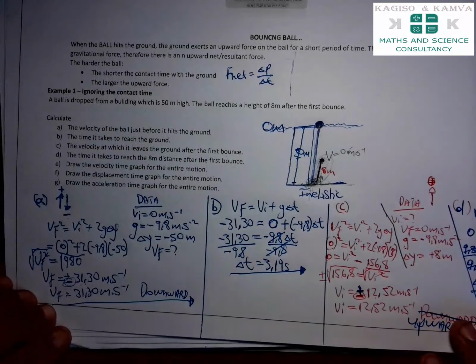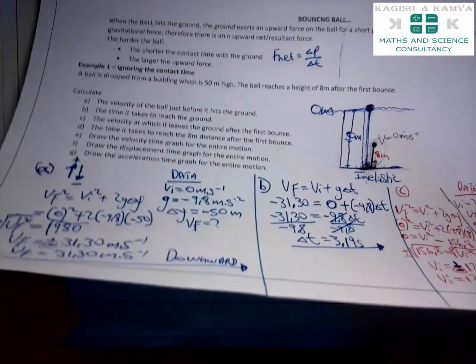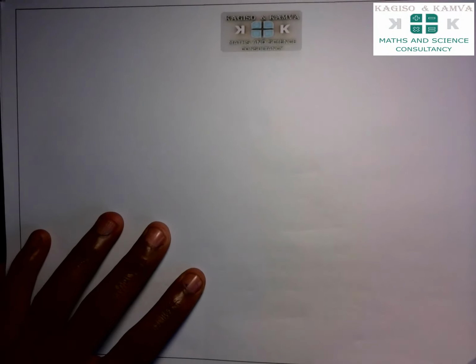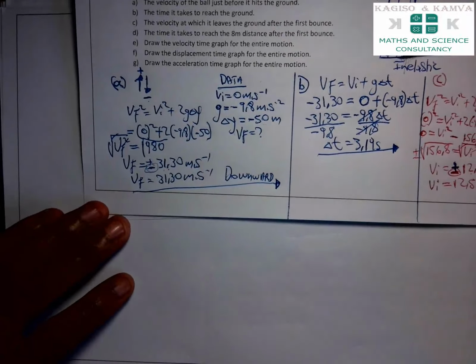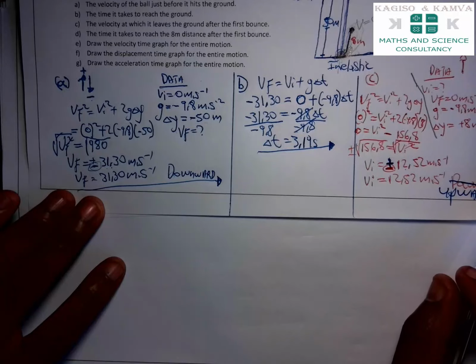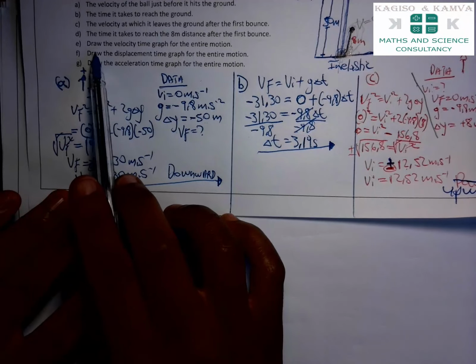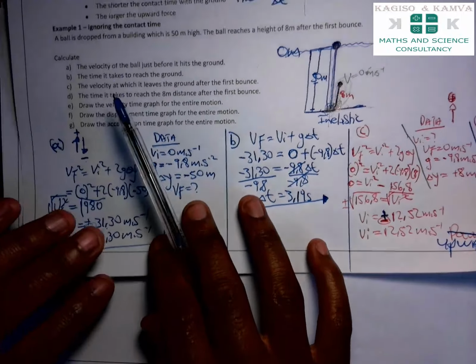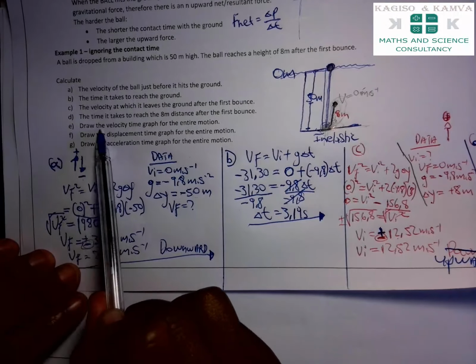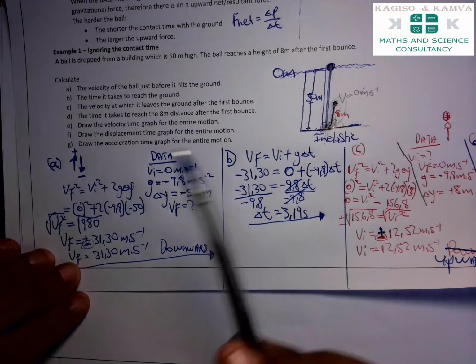Okay, now let us come to E. We're going to do E on a clean page. I wanted to collect all the information that is required for us to draw the graph, because we have to draw. With E we're asked to draw the velocity time graph for the entire motion.